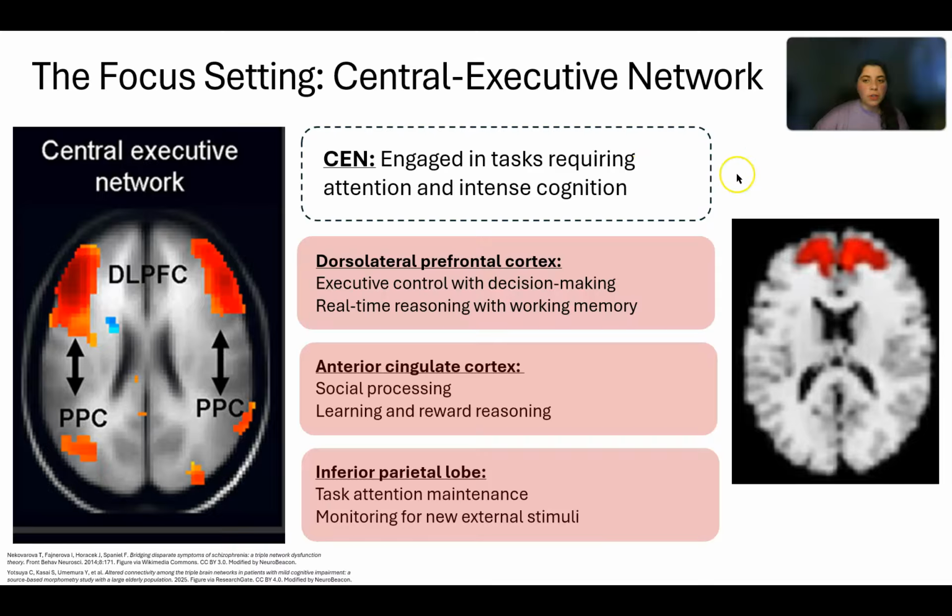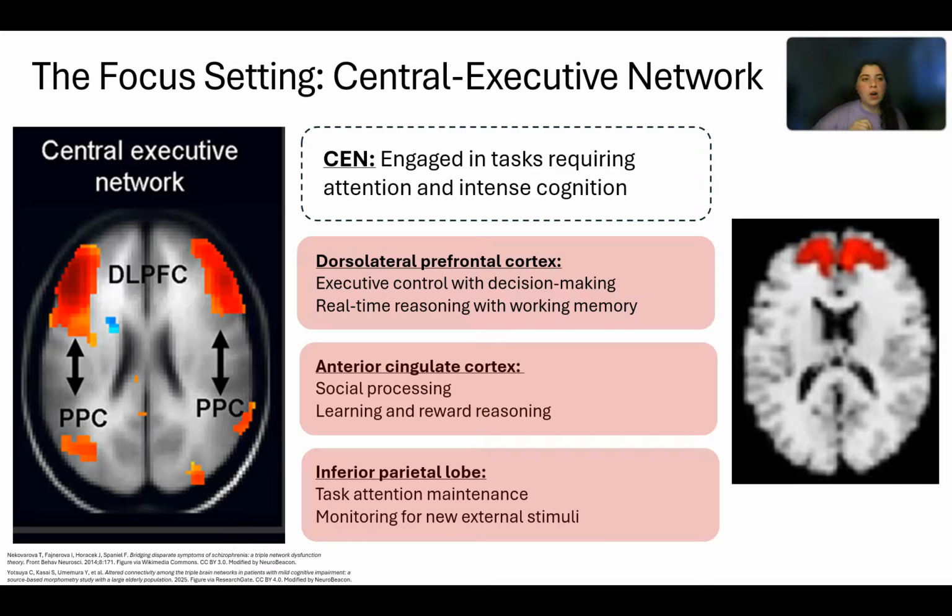So, within the central executive network, fMRI data has suggested incredible activity in these three regions. And these are just some regions that are part of the central executive network. There are others, but I chose to focus on these ones for today's lecture. So the first region that's incredibly important is the dorsolateral prefrontal cortex, or the DLPFC. And so this is responsible largely for decision making related to executive functions.